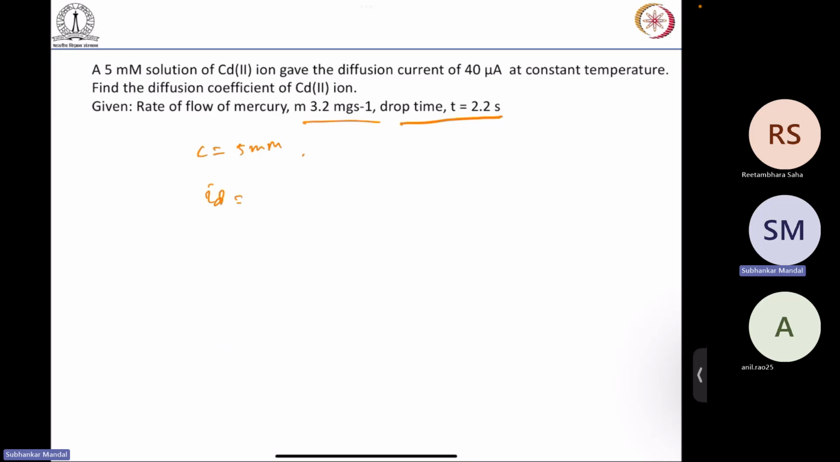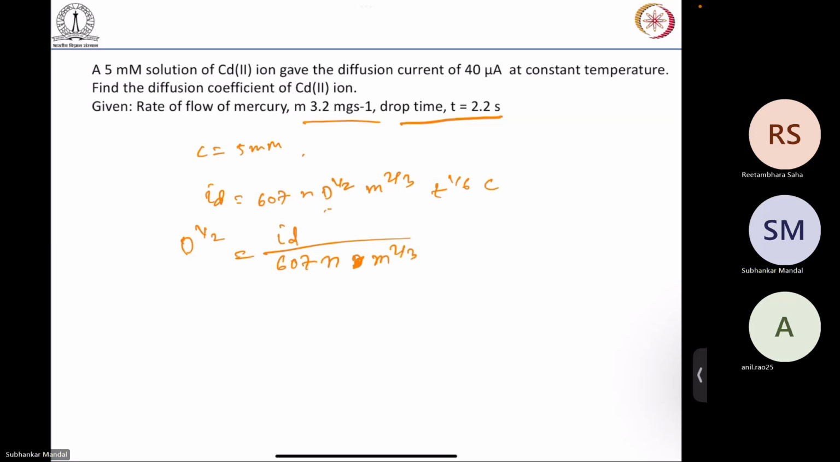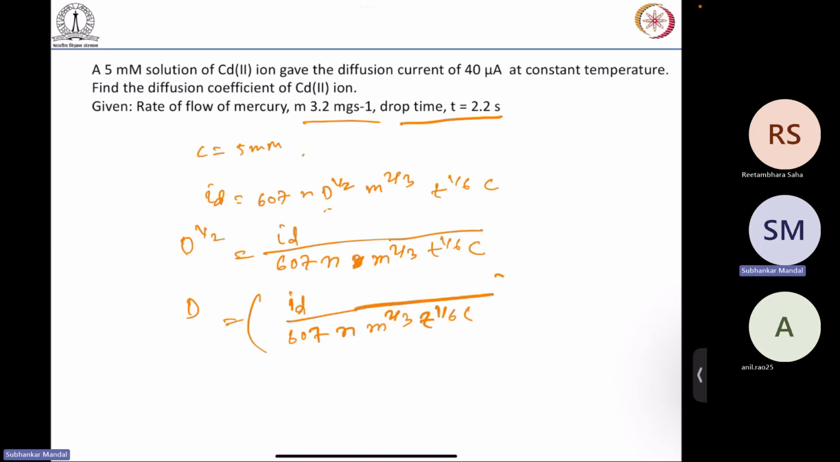id is equal to 607 n D to the power half m to the 2 by 3 t to the power 1 by 6 into C. So I have to calculate this D. So D to the power half, I can write id over 607 n m to the 2 by 3 t to the 1 by 6 and C. So now D is equal to id over 607 n m to the 2 by 3 t to the 1 by 6 C, whole square.